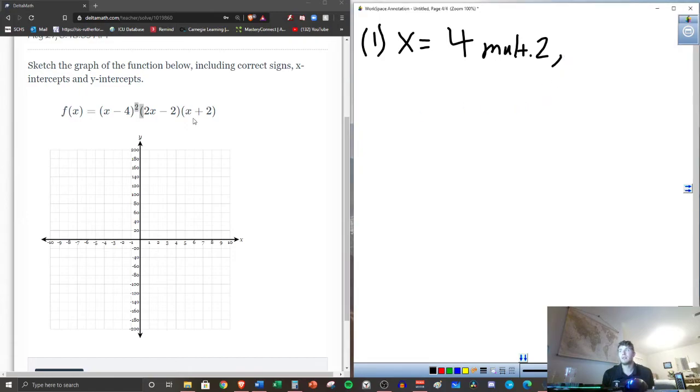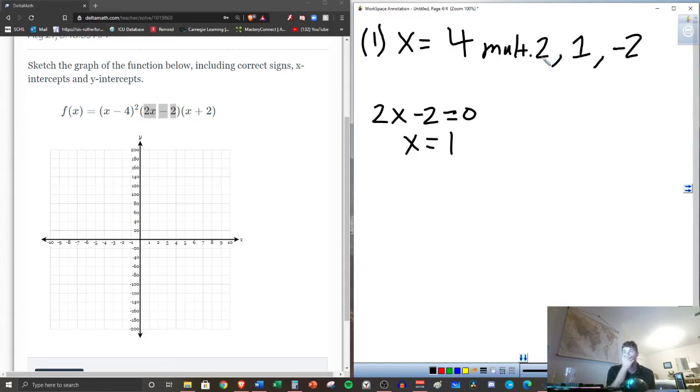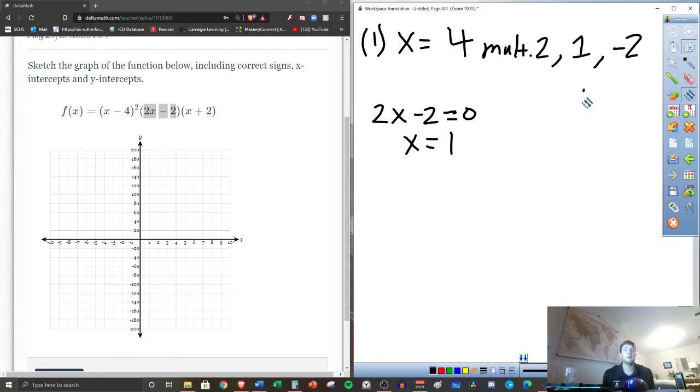The next one, what is this? Well, if I solve that, 2x minus 2 equals 0, we're going to get x equals positive 1. So I know it's a 1. Then what's this last one? Well, that's negative 2. Okay, so we have our x-intercepts.